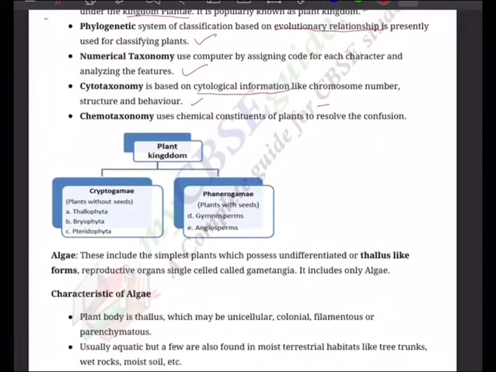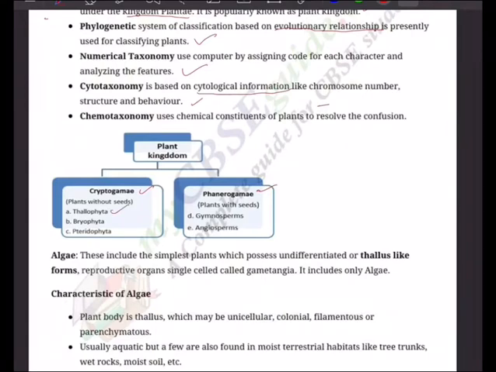And plant kingdom broadly can be classified into two groups. Cryptogamy, plants without seeds, these are seedless plants, and phanerogamy, plants with seeds. So seedless plants and plants with seeds. Under cryptogamy, we can classify the plants into three categories.